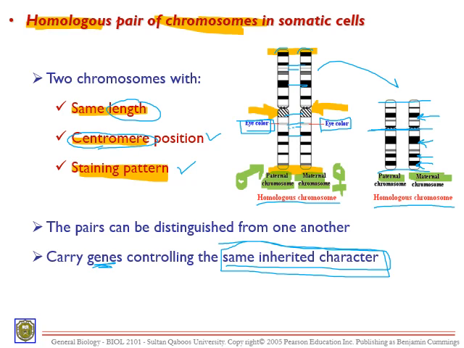Okay, so for the pair of homologous chromosomes, one we inherited from our father and one we inherited from our mother. Why are they special? We keep them together because they control the same inherited character. Imagine that the eye color that I inherit from my father is brown. Okay? It codes for brown eye color.